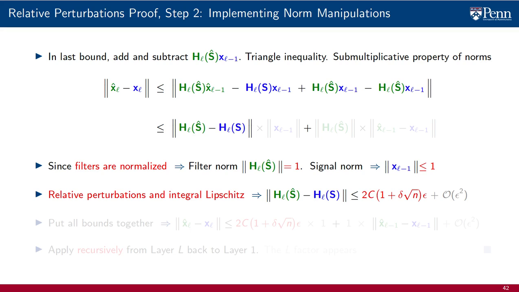Up until now, none of the analysis depends on the filter choice. But in this step, we invoke the stability property of the filter class. Since we are considering relative perturbations and integral Lipschitz filters, we utilize the theorem proving stability of integral Lipschitz filters to relative perturbations. In such theorem, the bound is of the form 2 times c times 1 plus delta square root of n times epsilon. This is therefore the bound that we will use.